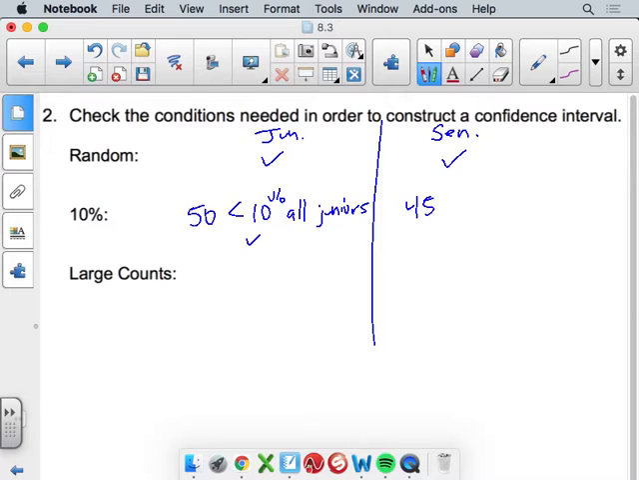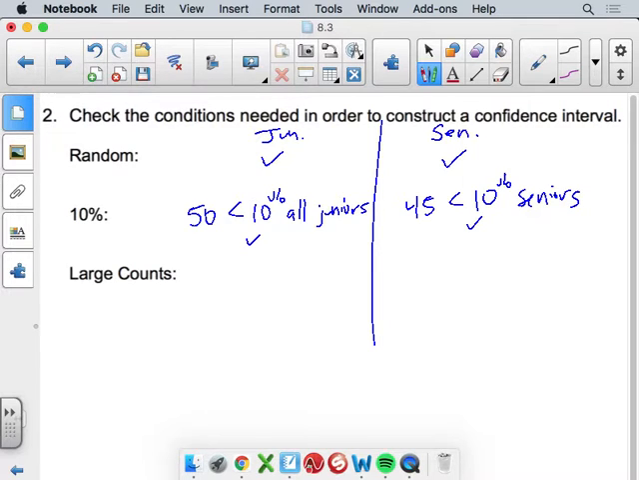And is 45 less than 10% of all the seniors? How many seniors do y'all have? Okay, so that's a check for us too. There's more than 450, so we have independent samples in that case.